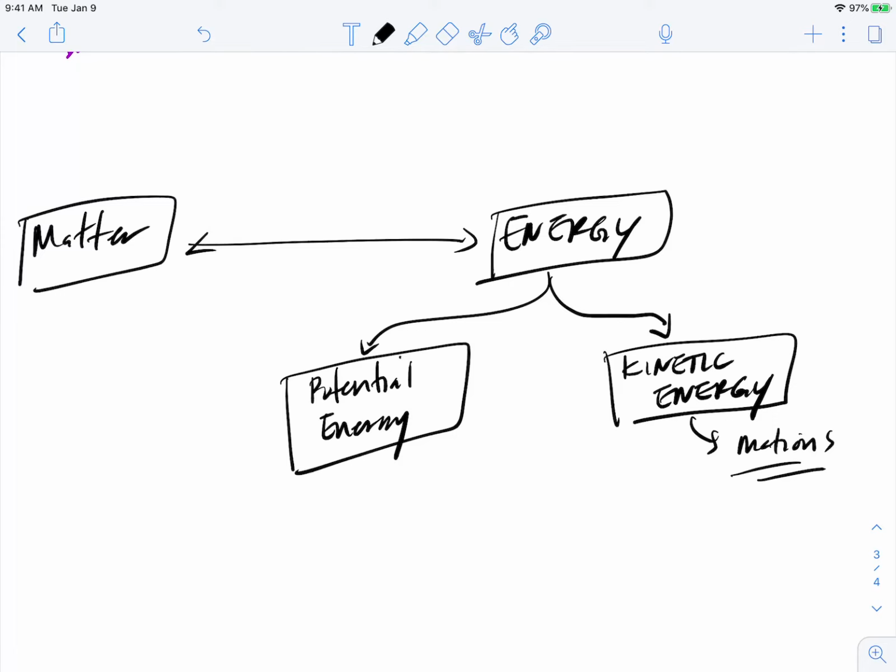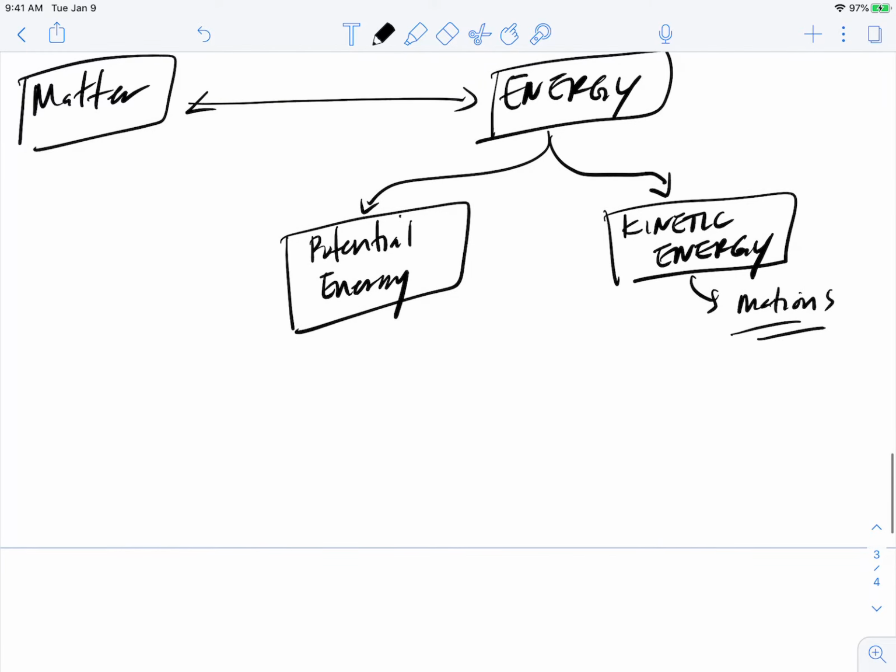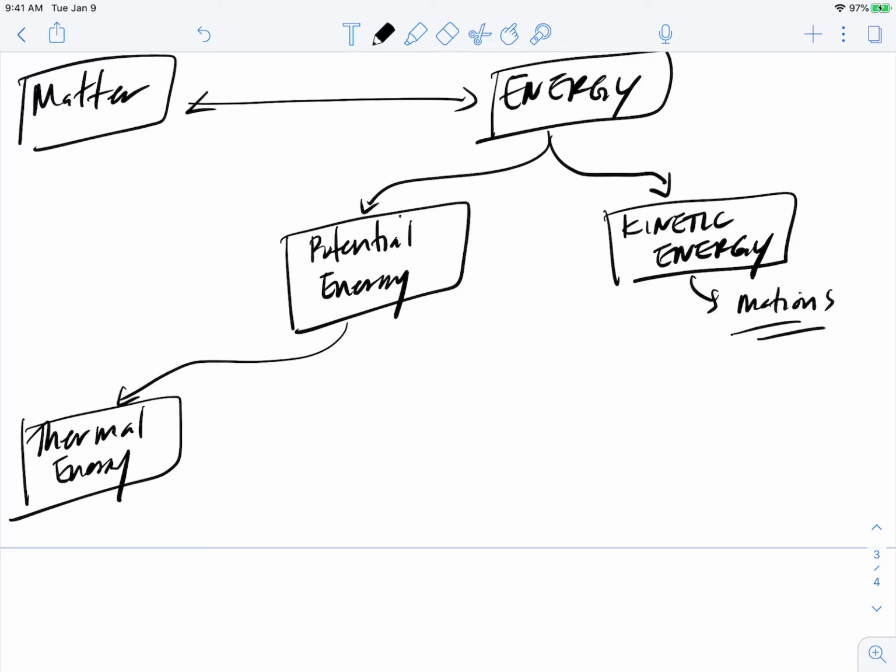Potential energy can have many flavors. And so we'll look at that a little bit more closely. So potential energy, we can look specifically at thermal energy. Now, thermal energy is a little interesting in that it is technically associated with the random motion of particles. So it is associated with this kind of idea of motion, but we don't consider it kinetic energy. It's random.